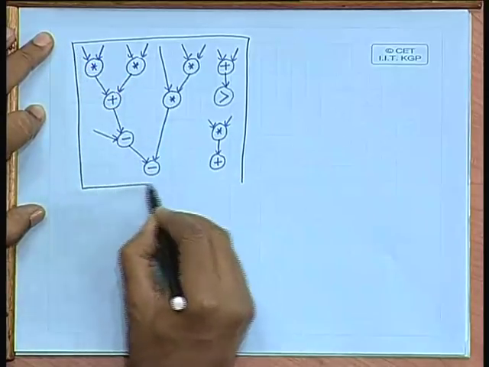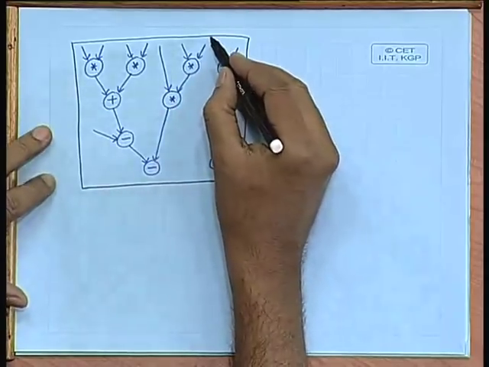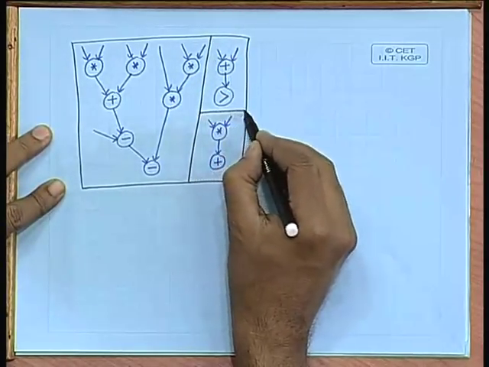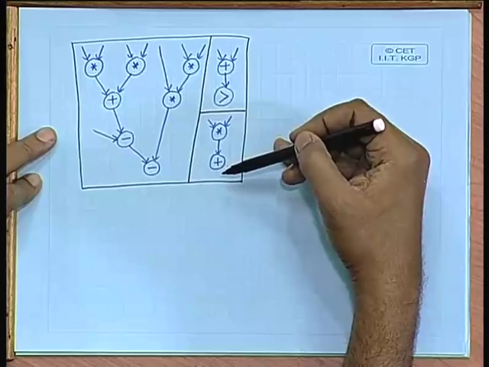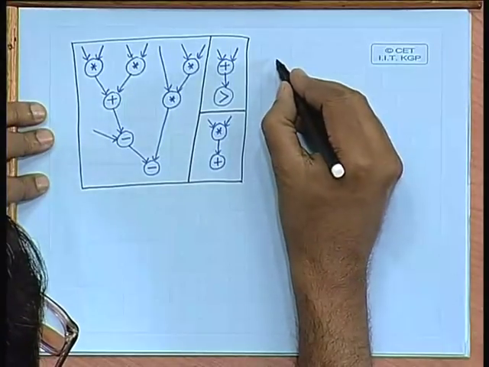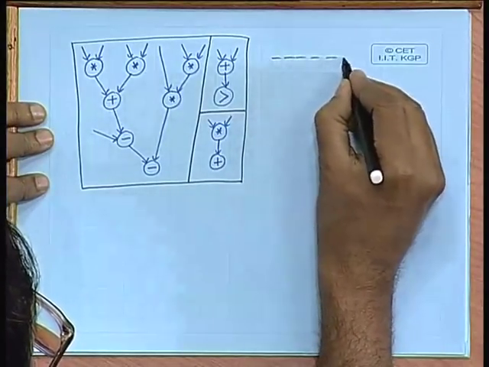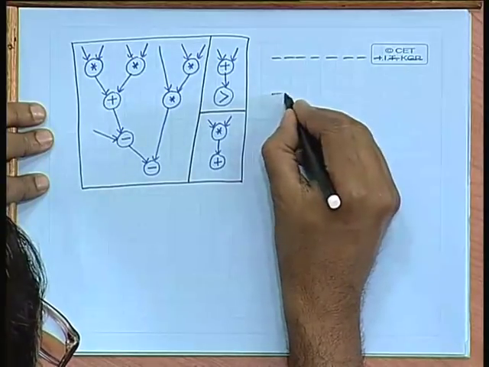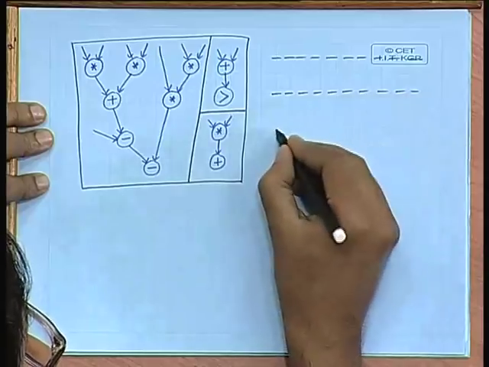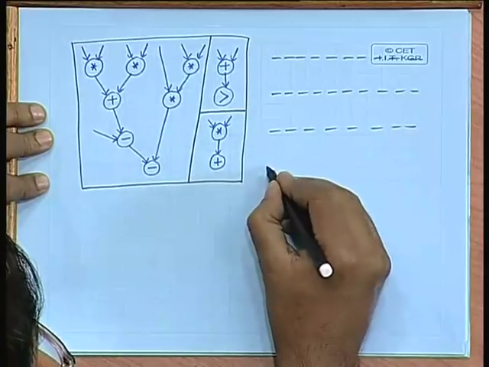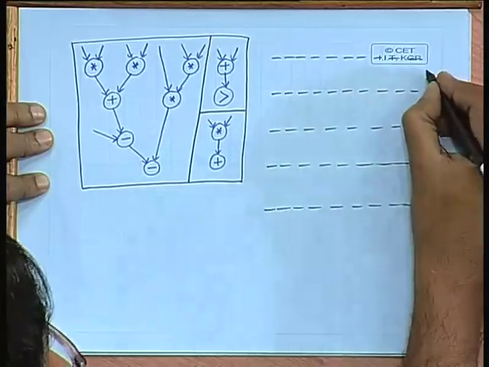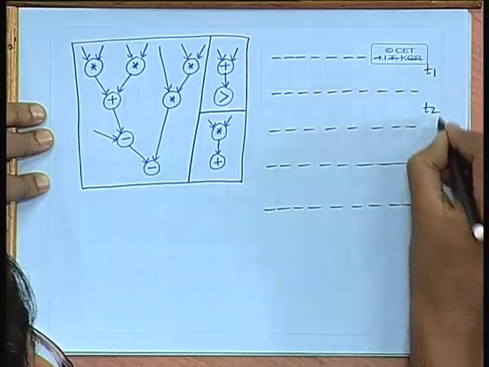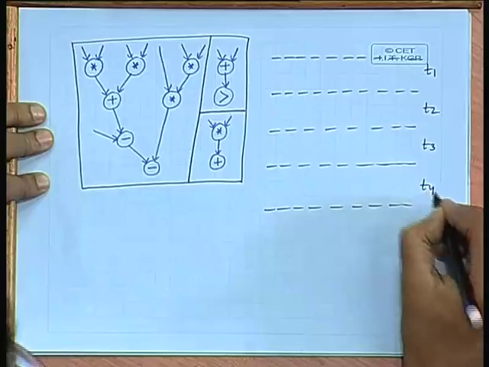So, as you can see, this data flow graph is actually a union of three graphs. One is this, other is this, other is this. So, we apply this as soon as possible concept to each of these three graphs. But before doing this, what do we do? We divide the time into several steps. These are the different time steps we are considering. In fact, this example will take 4 time steps only. So, we show 4 steps T1, T2, T3, T4.